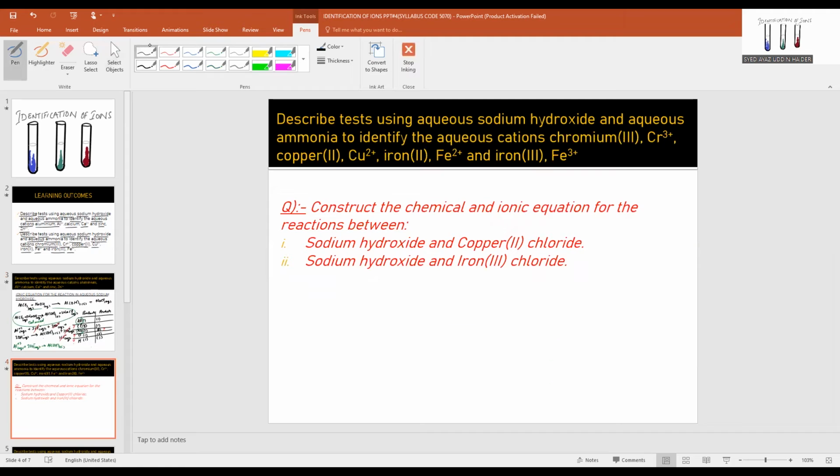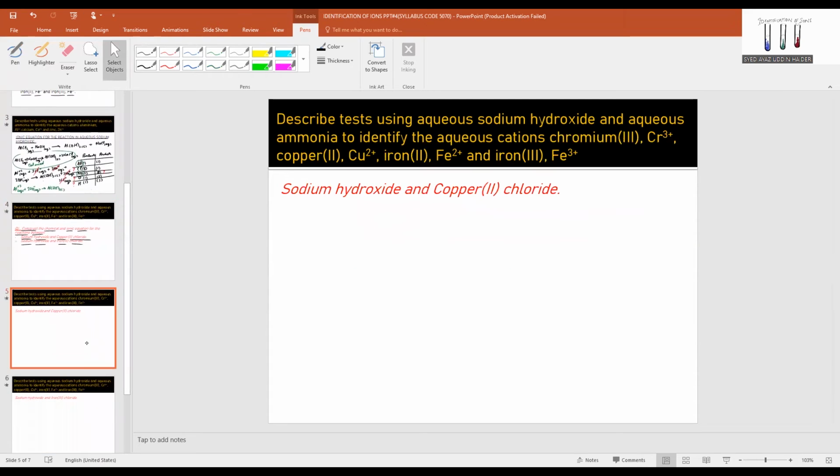So here's the question for you. I will solve the first one for you. Construct the chemical and ionic equation for the reaction between sodium hydroxide and copper 2 chloride, and sodium hydroxide and iron 3 chloride. First, you will write the balanced reaction equation between sodium hydroxide and copper 2 chloride. Don't forget the state symbols. Sodium hydroxide is NaOH, aqueous.